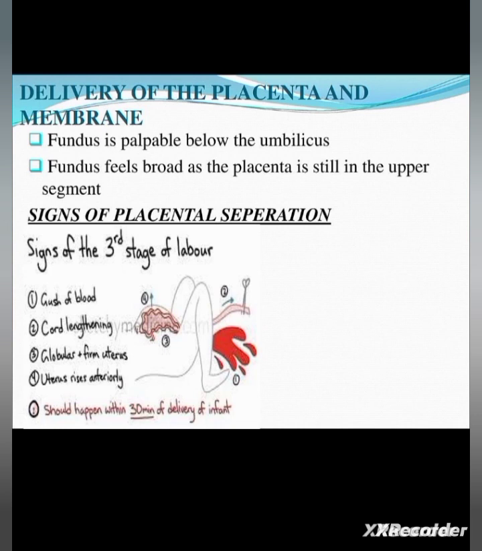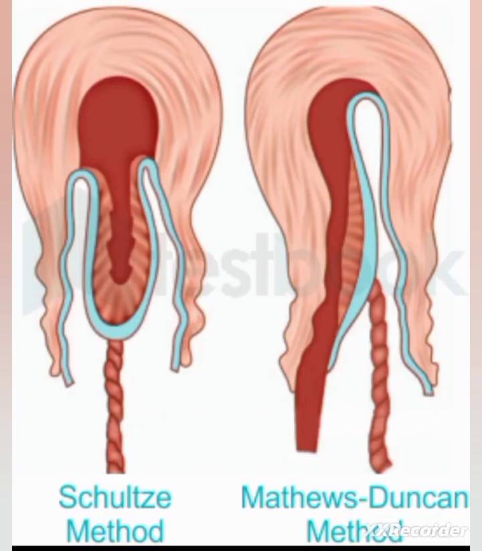So the signs of placental separation are a gush of blood, cord lengthening, a globular or firm uterus, and the uterus rising anteriorly. There are two methods for placental separation. First one, central separation or Schultze's method. Second one, marginal separation or the Matthews-Duncan method.